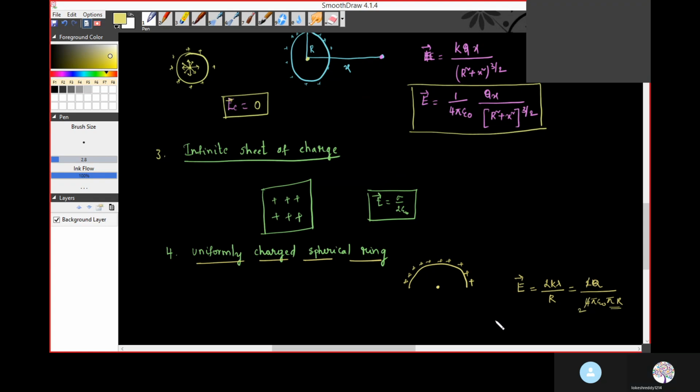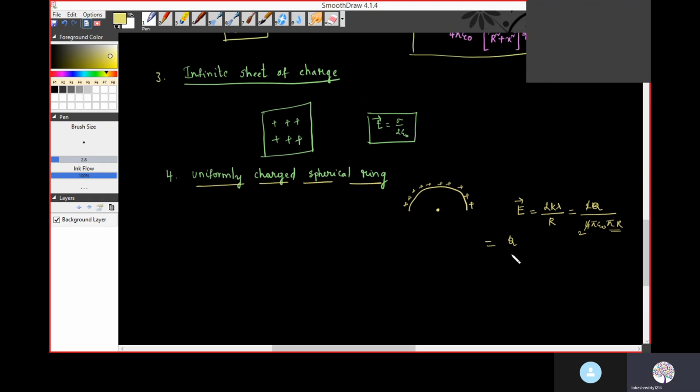So two times that, we get this as q by 2 pi square epsilon naught r square. Now, already one r is there, so you will get r square. So this is the net electric field due to the charged semicircular ring.